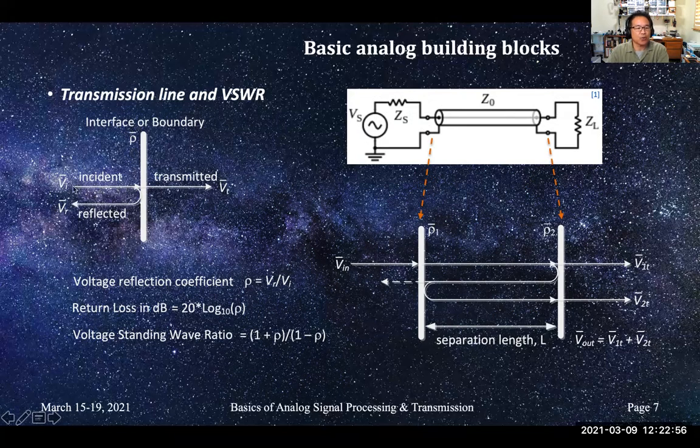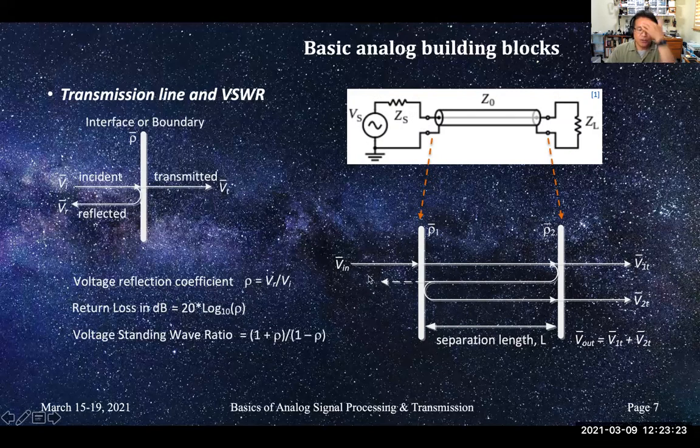So if rho were 0, then 100% gets transmitted. If rho were 1, then 100% gets reflected. And VSWR is a historical legacy terminology. It used to be measured this way. That's why it was called voltage standing wave ratio. And you back calculate for rho. But today we use return loss to measure reflection coefficient. So we measure 20 log rho.